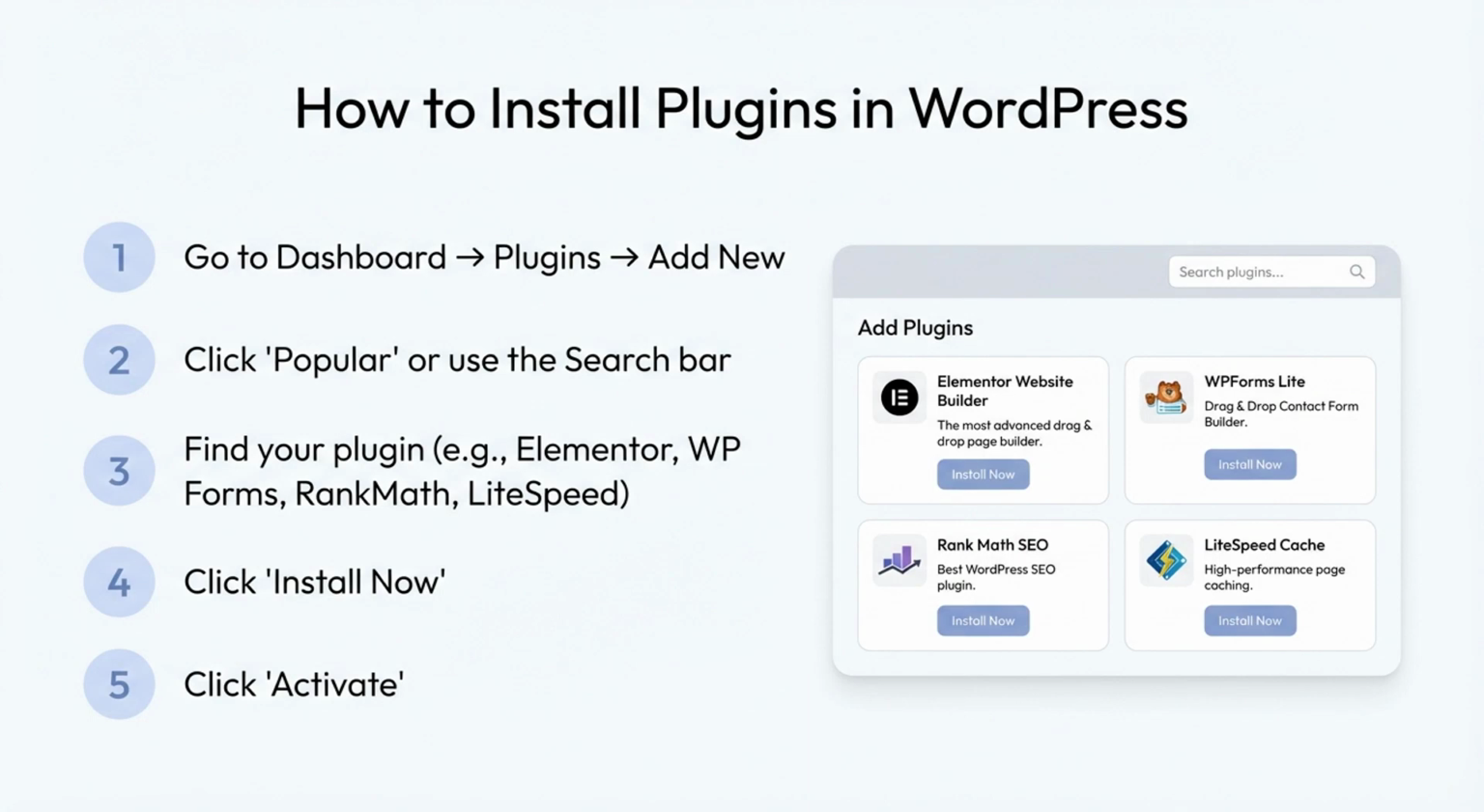Installing plugins in WordPress is straightforward. From your dashboard, go to Plugins, then Add New. You can browse popular plugins or simply search by name. Once you find the plugin you want, click Install Now and then Activate. Repeat this process for all 4 plugins: Elementor, WP Forms, Rank Math, and Lightspeed Cache.